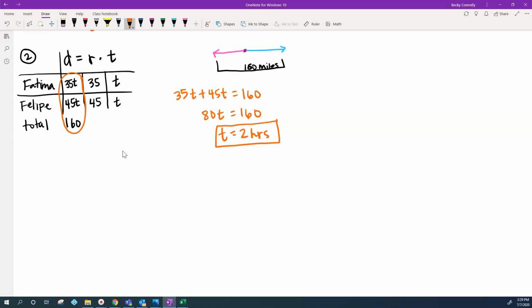And you can figure out how far each of them went. If we put 2 back in here, 35 times 2 is 70, so Fatima went 70 miles. And then if we put it inside here, 45 times 2 is 90, and so Felipe went 90. So that's how the 90 and the 70 are split up in that 160 miles.